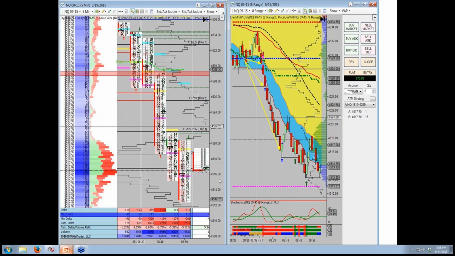I think I ended up with 11 and a quarter points on that second contract. And it shows I made a total of 275 on the trade for two contracts. If you can do that one time a day, you're doing pretty good.